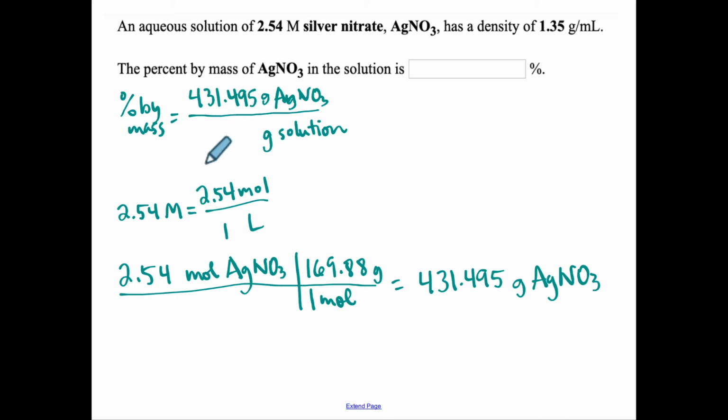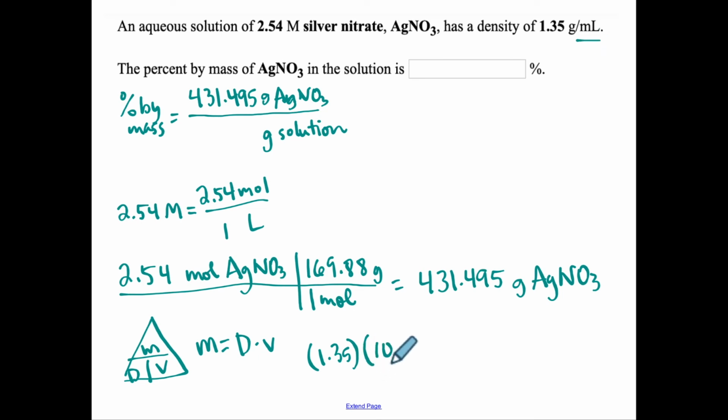Now we need the grams of the solution. We have a density of the solution. If we use our density equation, this time we are trying to solve for mass. Mass is equal to density times volume. So we will take our density, which is given, times our volume. It's in liters. We need it to be in milliliters to cancel out. So we change it to 1,000. And when we multiply that, we get 1350 grams. That is the mass of the whole solution. So we can put that up here.